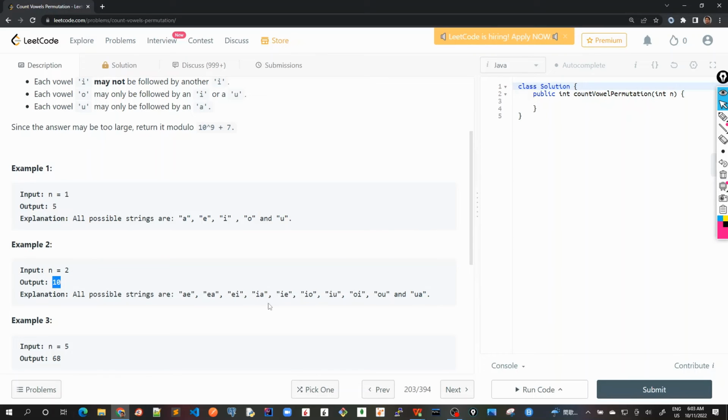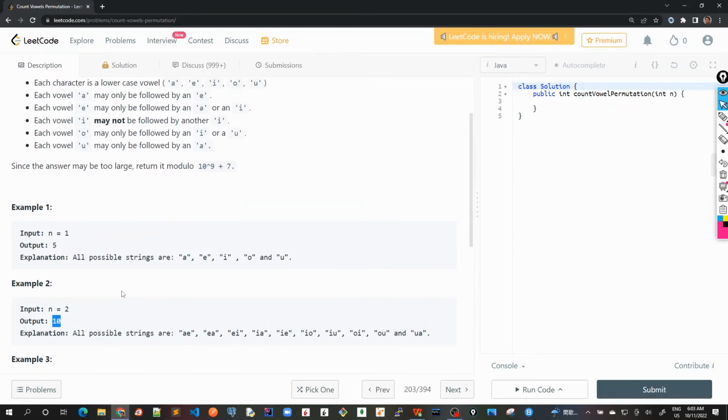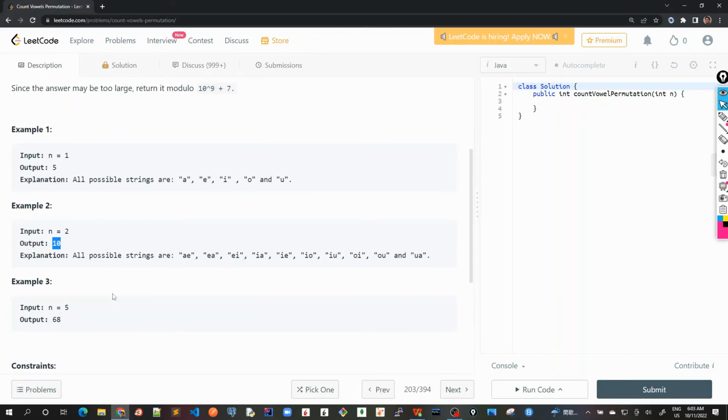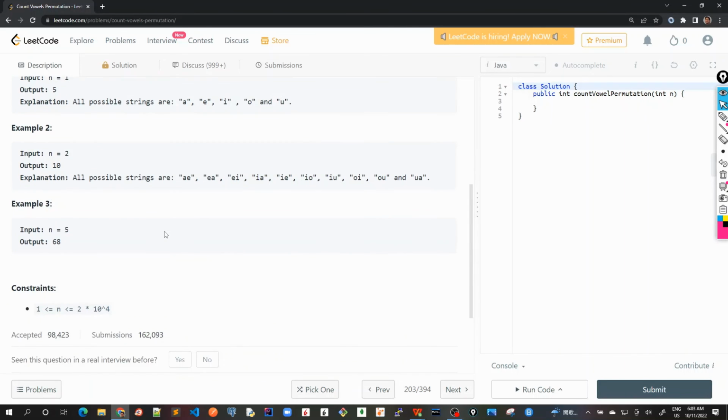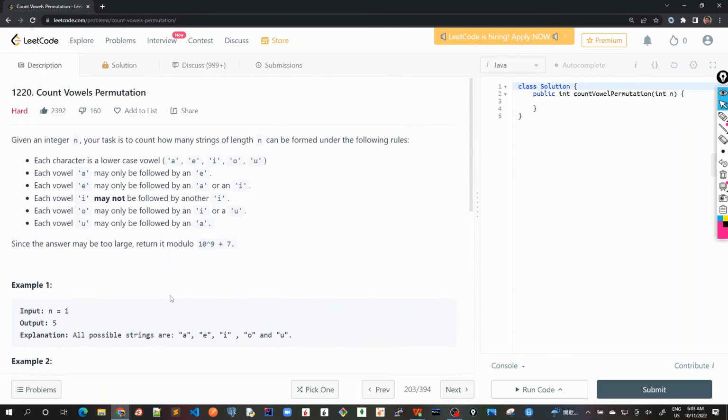So this is all about the problem statement. I think it's very clearly explained here as well. As the number goes higher, we can have a very large number of possible strings, and the output would be very huge. That's why we have been given the constraint that it should be modulo this huge number. And the constraint, as we can see here, is from 1 to 2 multiplied by 10 to the power 4, so it's around 20,000. So this was all about the problem statement.